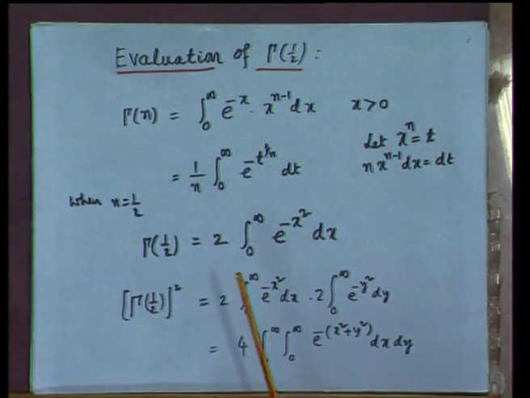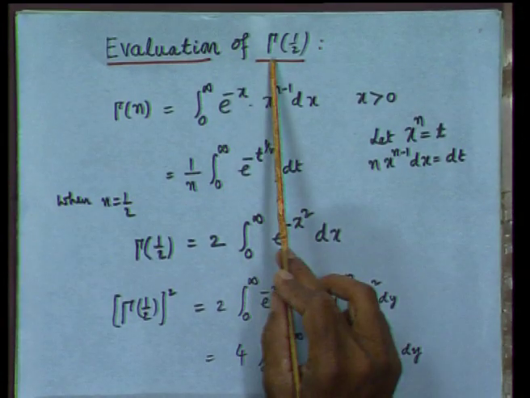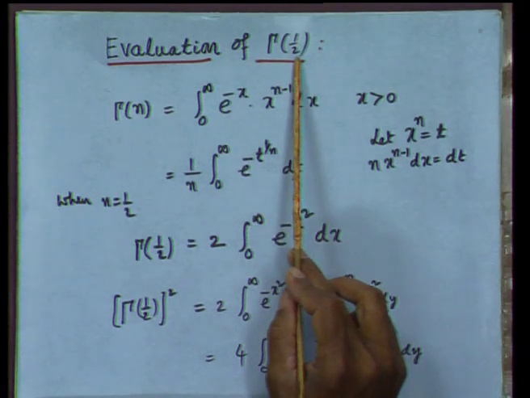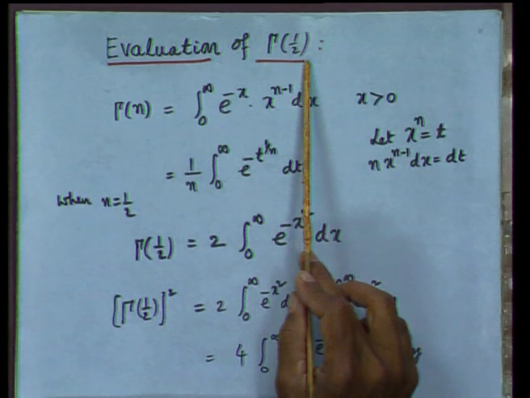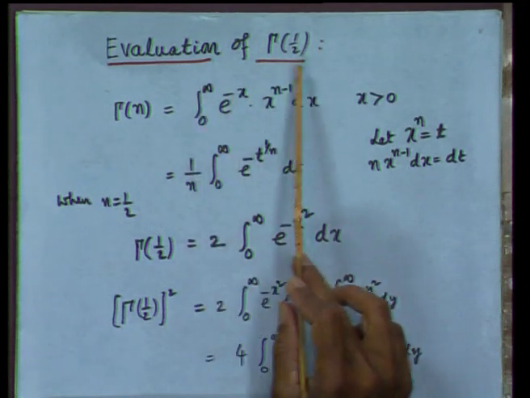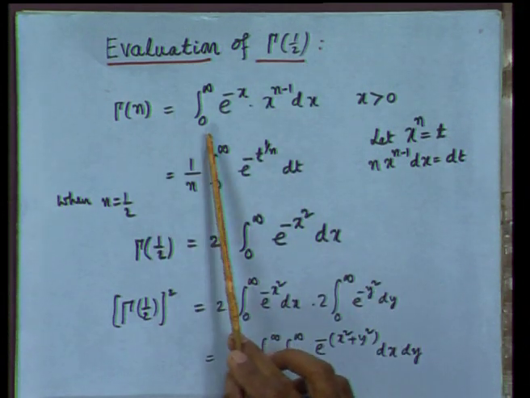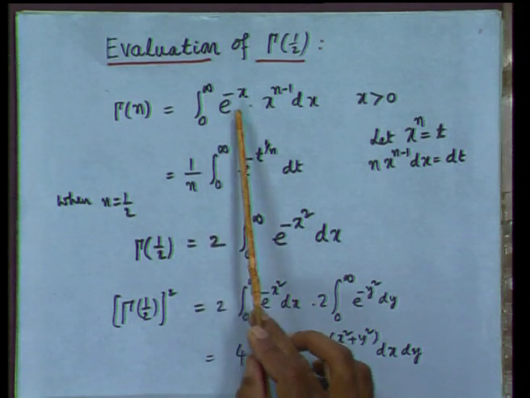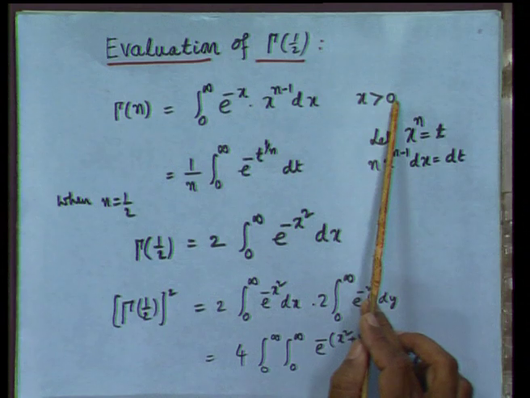Now, once you define a gamma function, you can evaluate the gamma function for various values of n. One important aspect is gamma half. Very frequently you come across the value of gamma half, so let us evaluate it. Now, gamma n is defined as the integral from 0 to infinity of e power minus x into x power n minus 1 dx, for x greater than 0.